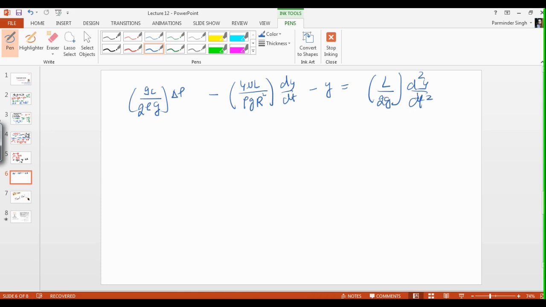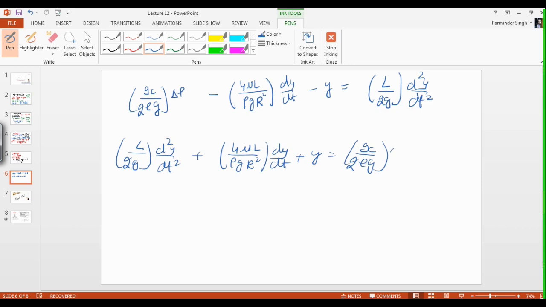Clear? Now upon rearranging, we have L upon 2g d square y by dt square plus 4 mu L upon rho g r square dy by dt plus y equal to gc by 2 rho g into delta P. Now what is this? This is your tau square, this term is your 2 zeta tau, and this is Kp. So it comes out to be a second order system.